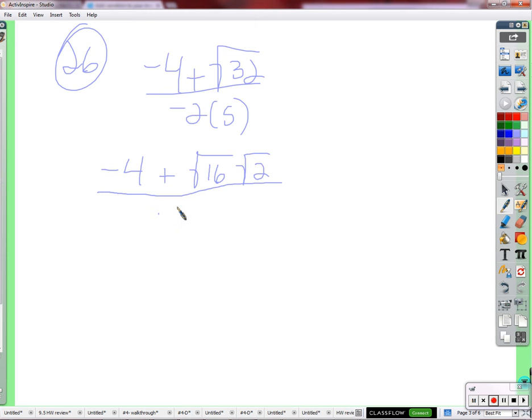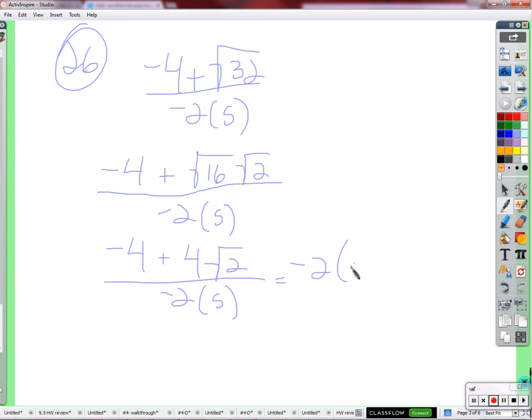Over negative 2 times 5. The square root of 16 is 4, so negative 4 plus 4 times the square root of 2, all over negative 2 times 5. I don't really like the negative being there. I would like to cancel a negative with this negative, so I'm going to pull a negative 2 out of both of these. It's negative 2 times 2 minus 2 root 2, all over negative 2 times 5.